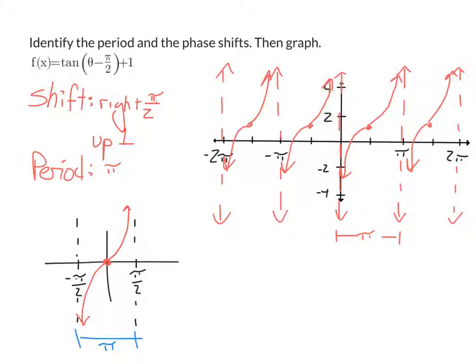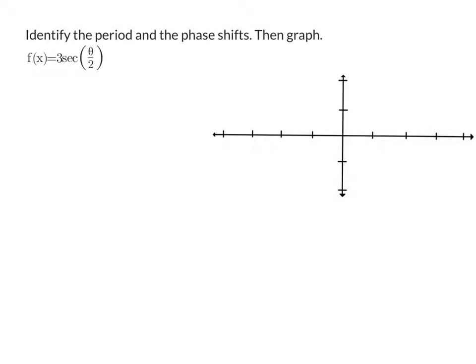Okay, so that's what this tangent function looks like. The dotted pieces, the asymptotes, are not actually on the graph. The only pieces that are on the graph are the always increasing chunks as you read left to right here. Okay, let's look at another one.